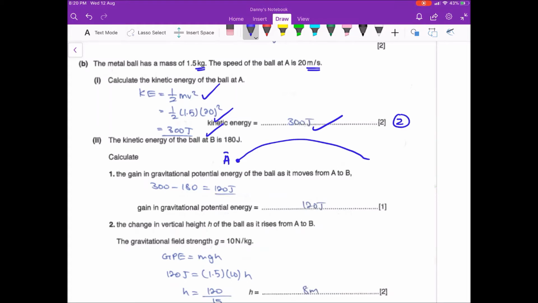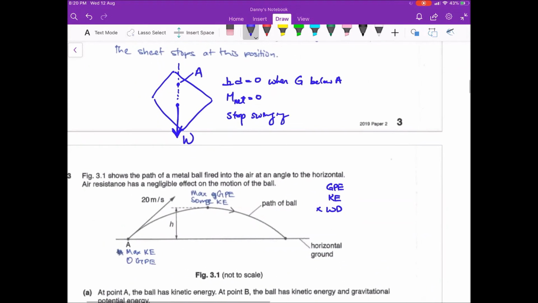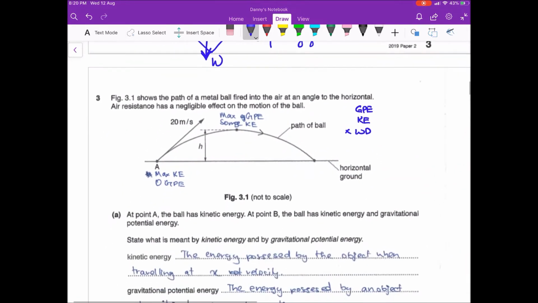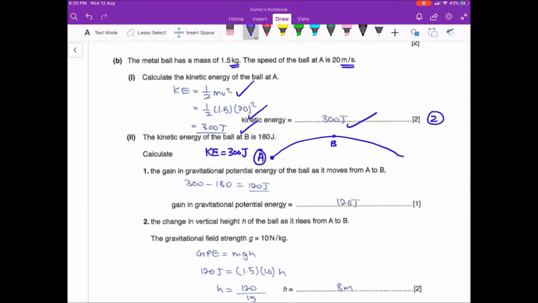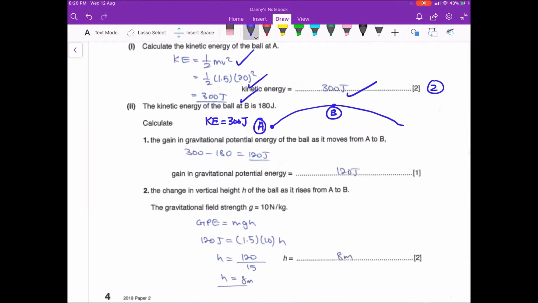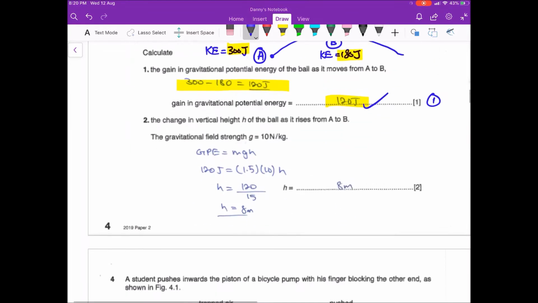At the very beginning, you have all your energy, which equals 300 joules. And for B, where is B? B is at the top right here. So it says that at B, there's some KE over there, which is 180. So you can see that the number doesn't match, and it means that the remaining energy must be your GPE. So very good, GPE is here, full marks, 1 mark over here.